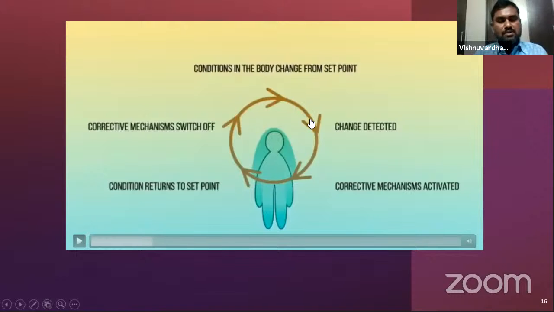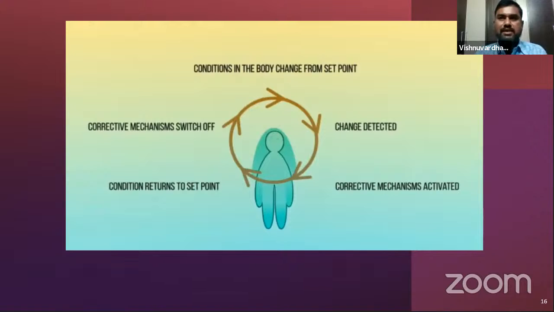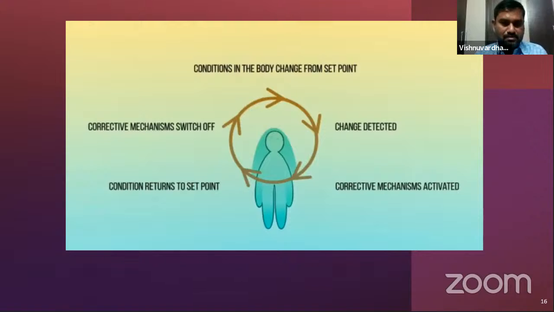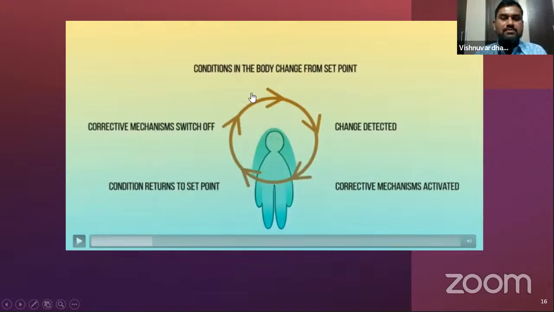When the sensors in our body detect the change, a corrective mechanism is activated. For example, heat is detected by sensors and the corrective mechanism, that means sweat gland activation, will be activated. Then the condition returns to set point. That means our body is cooled down and the corrective mechanism switches off. That means sweat glands will be deactivated. This is the feedback mechanism working model in our body.